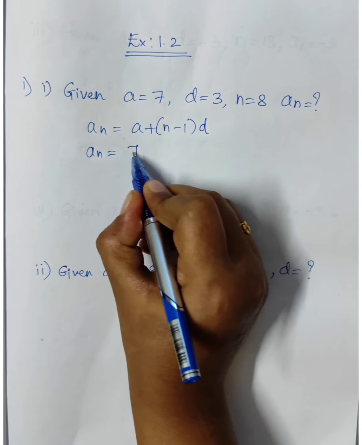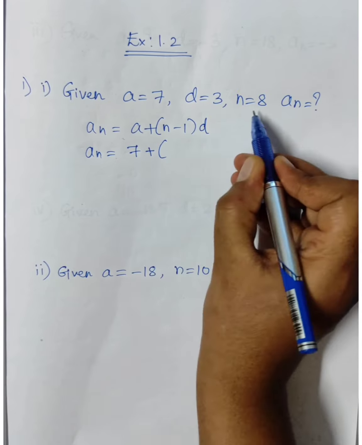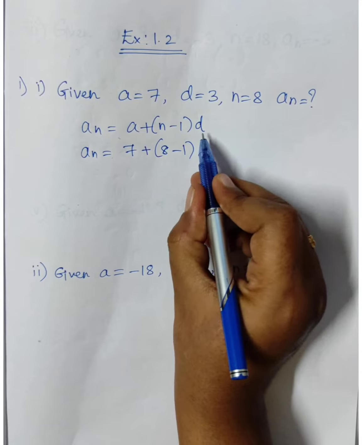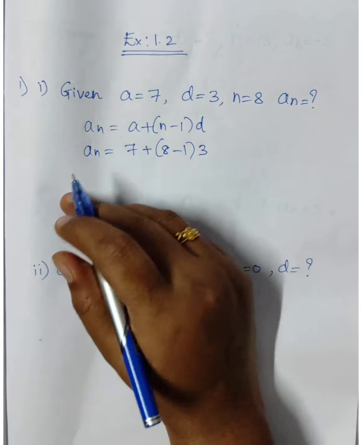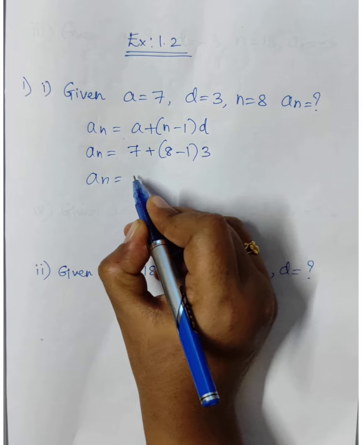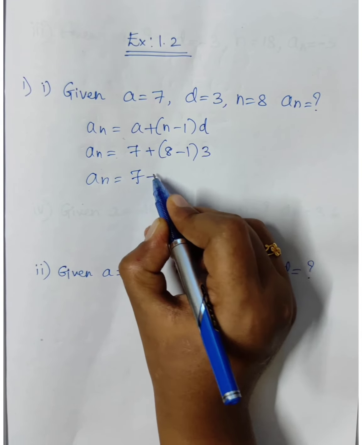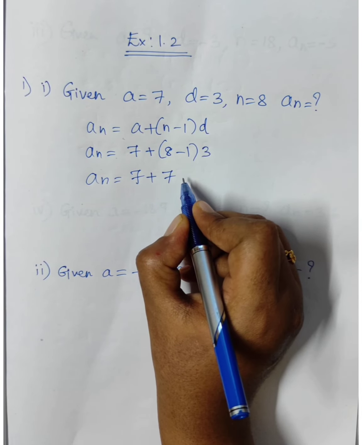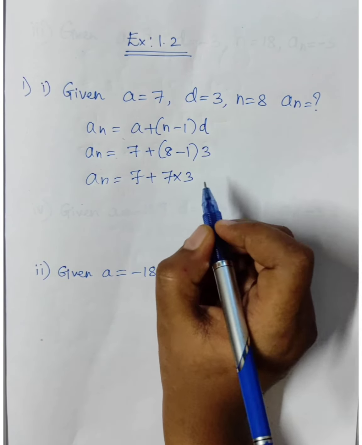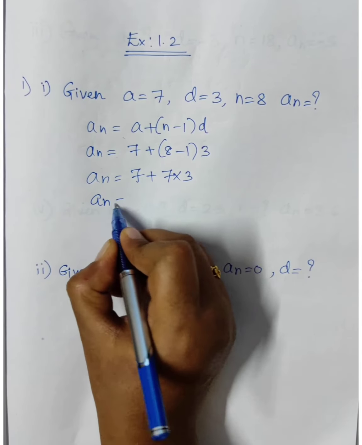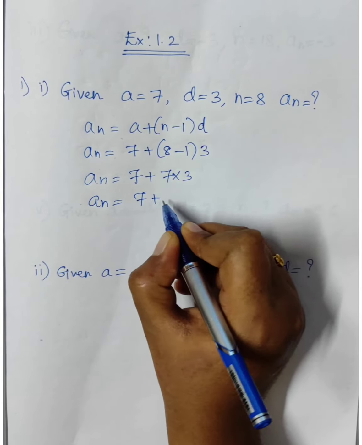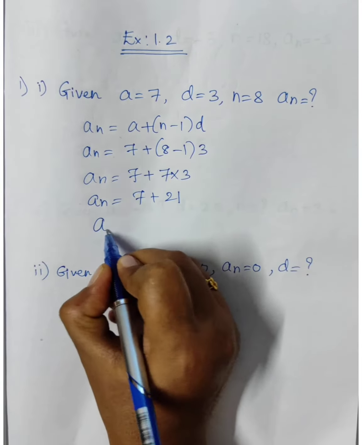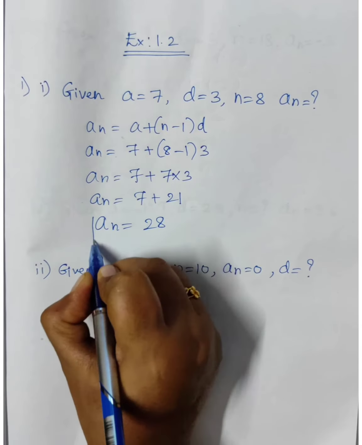What is the first term? It is 7 plus n is what? 8. So substitute here 8 minus 1. What is d? D is common difference, that is 3. So an is equal to 7 plus, now 8 minus 1 is how much? It is 7 into 3. Okay, so an is equal to 7 plus 7 threes is how much? 7 threes are 21. So 21 plus 7 will be 28. So an value is 28.